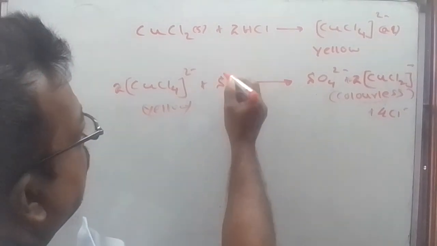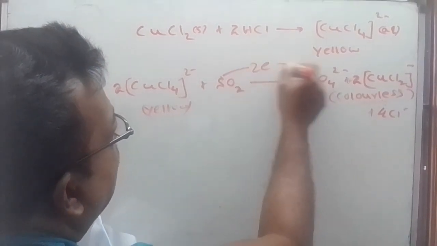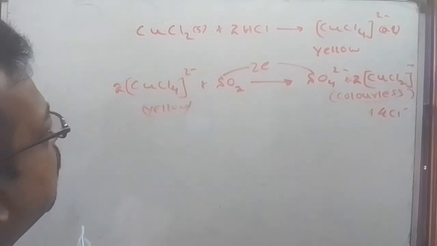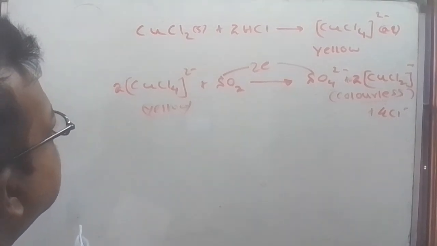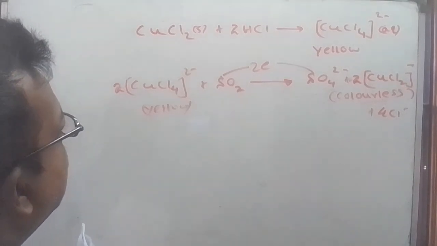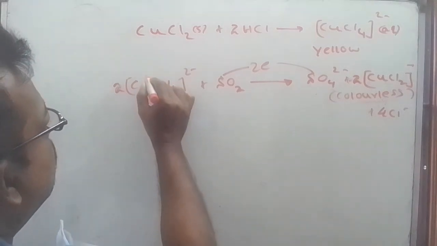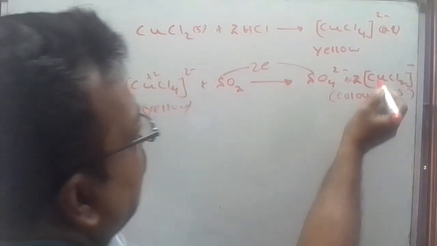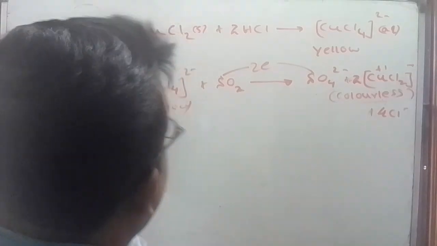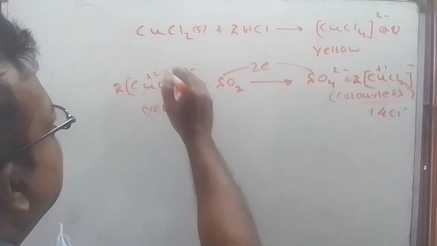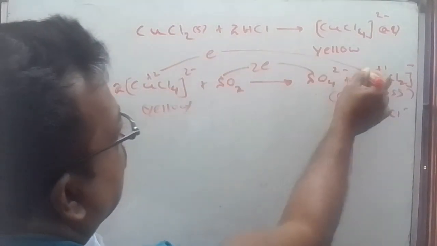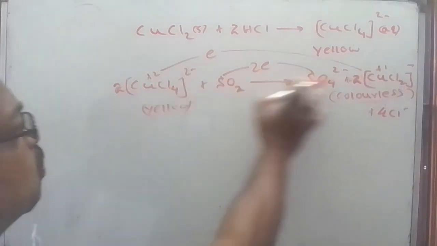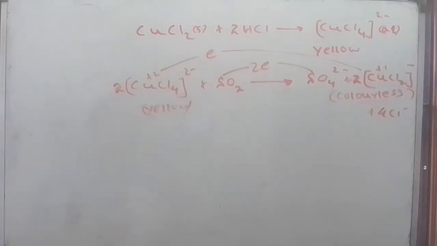Here, 2 electrons are transferred. Here you have copper 2 plus, and you have copper 1 plus. So the difference is 1. That's why I multiplied this with 2. Understand? Okay. This is the reaction.